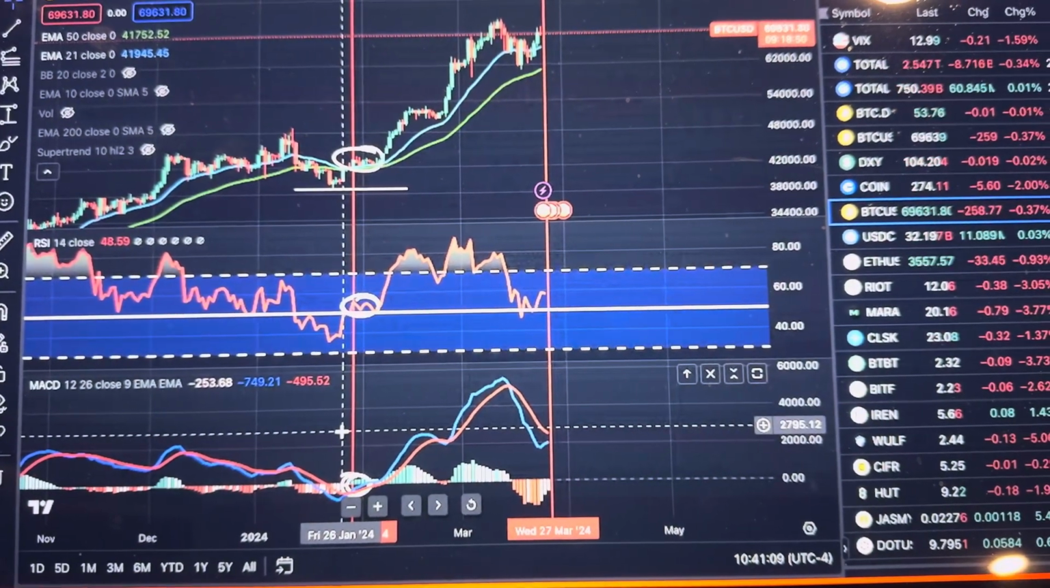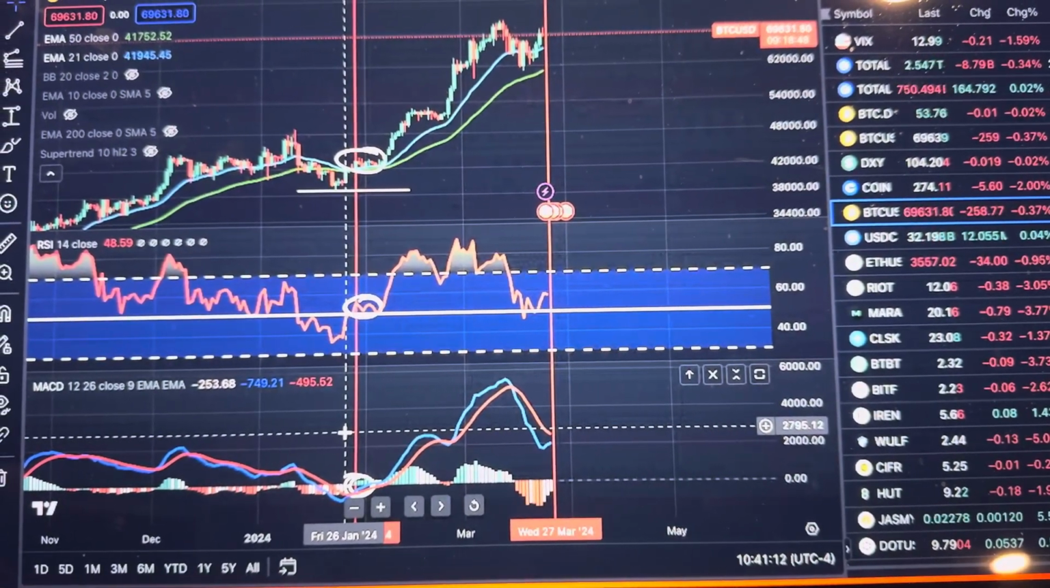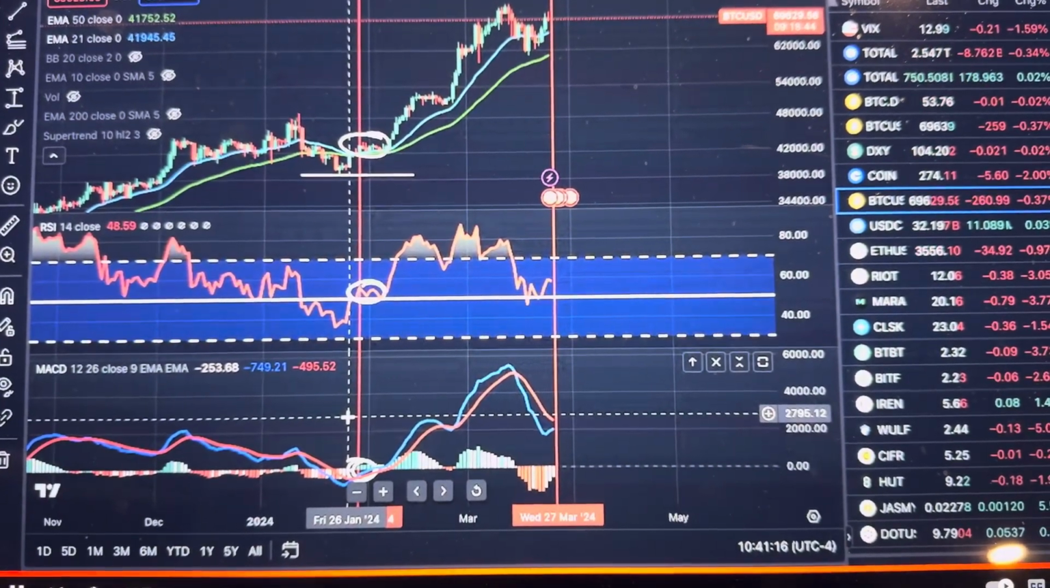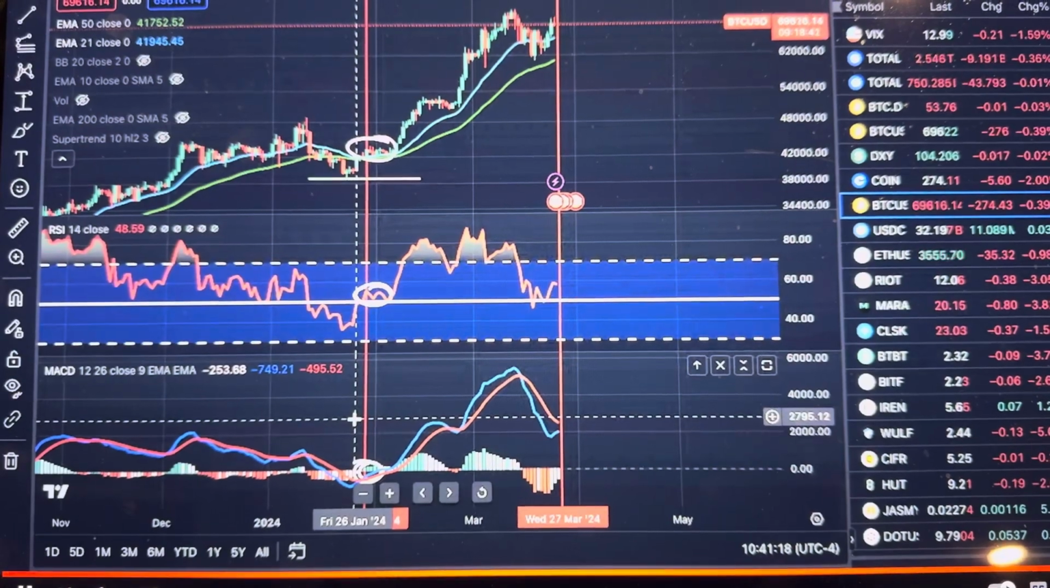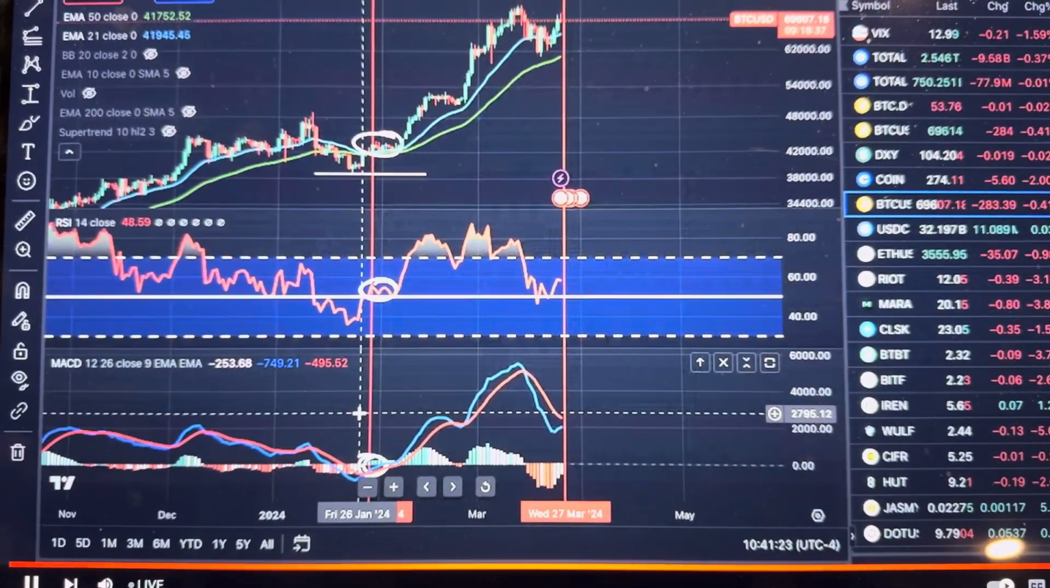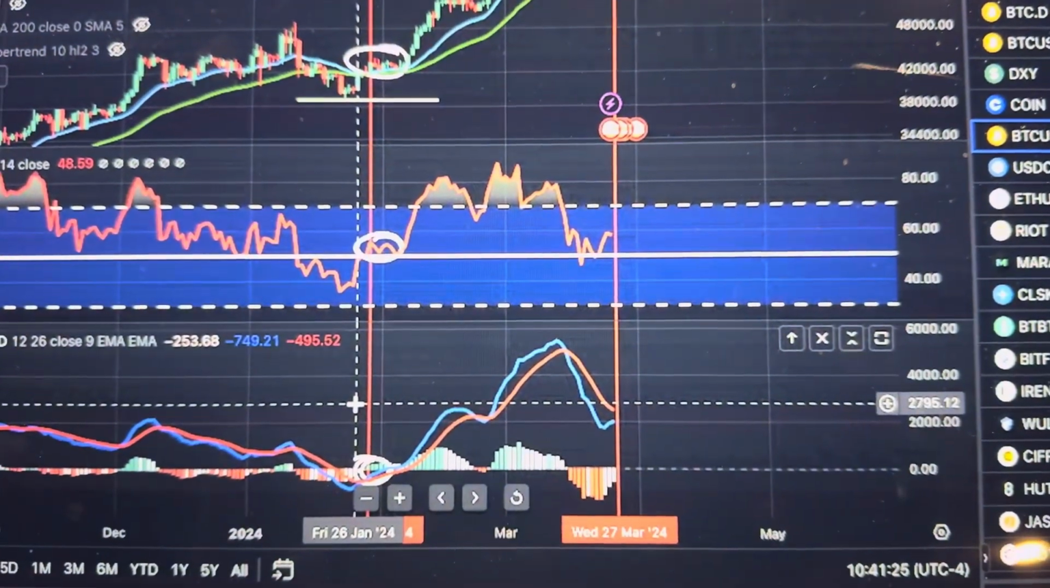So first, your long-term moving average needs to be below your short-term moving average. Second, the price needs to be above the moving average. Going to the RSI, it needs to be above the 50 line. Going to the MACD, it needs to be breaking above the 0 line.